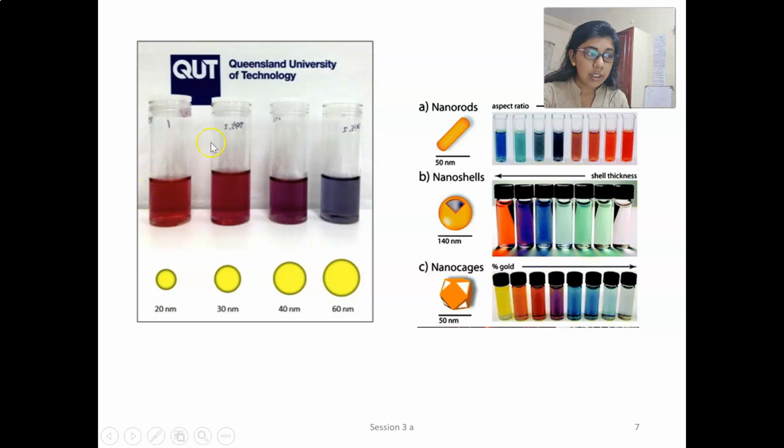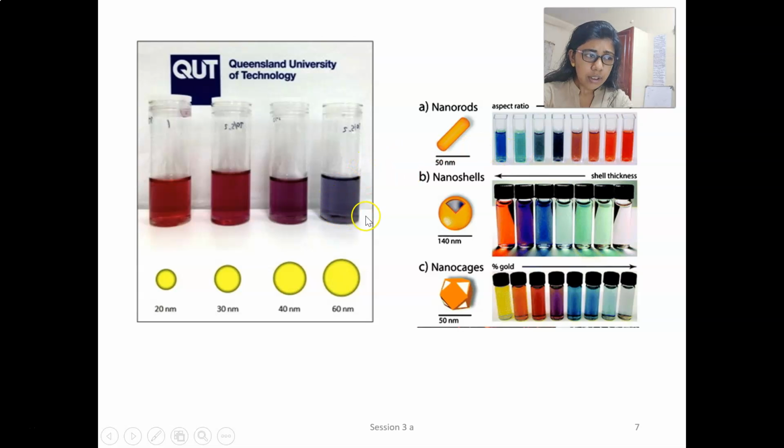Here you can see the color of various gold nanoparticles. As you have a 20 nanometer particle, it will be having a red color, and as you move, you will be having a 60 nanometer particle which is having a blue color. So the absorption has considerably shifted from this region to this region. This particular property is associated with the size of the nanomaterial. As the size changed, the resonance frequency become different, and hence the frequency at which the light was absorbed become different, and so the color we see is different.